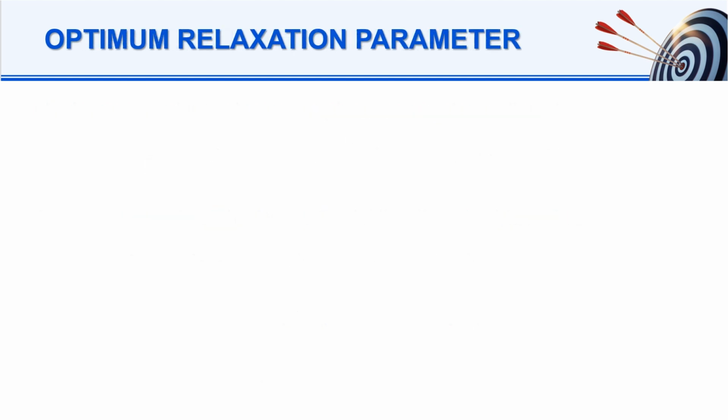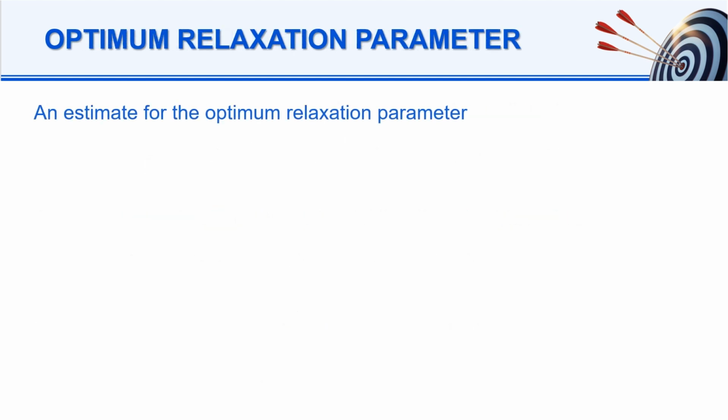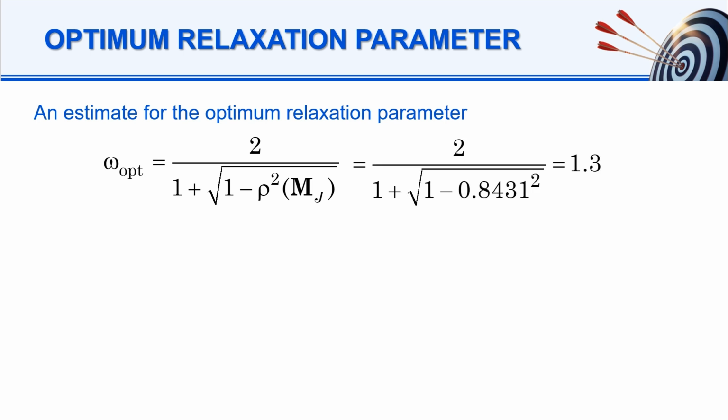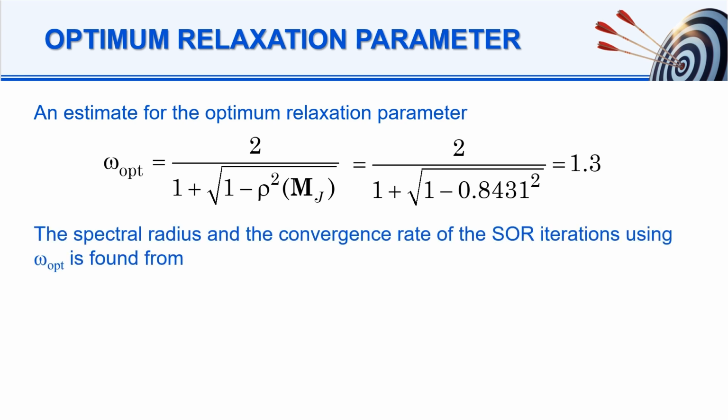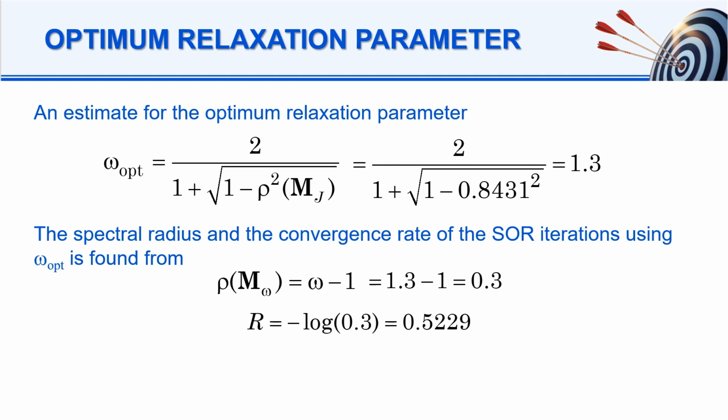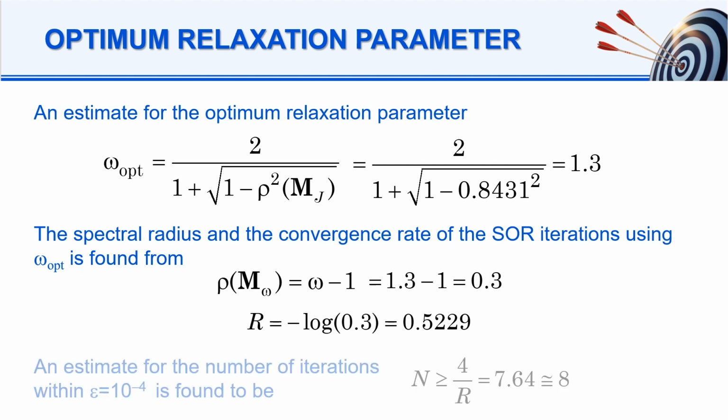Notice that in this example, the quadratic relation between the spectral radii does not hold. Yet we will estimate the optimum relaxation parameter using the following expression, which yields the value of 1.3. The spectral radius of the SOR iterations for the omega optimum is found to be 0.3, and the convergence rate is calculated to be 0.5229. An estimate for the number of iterations becomes 8.